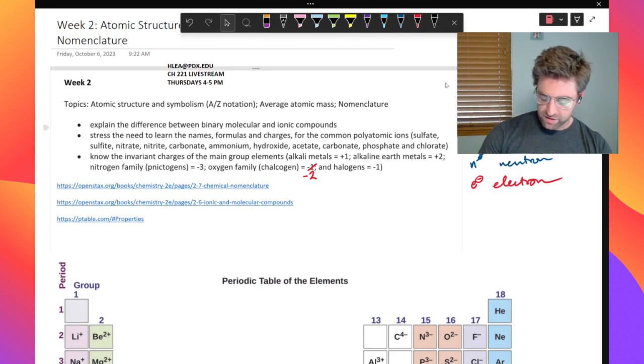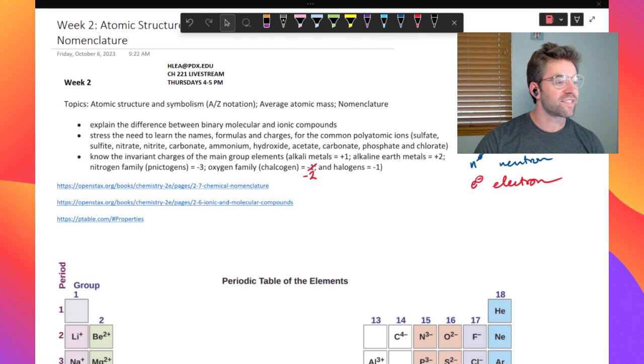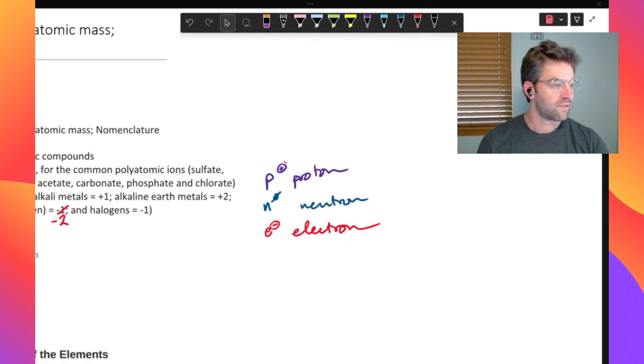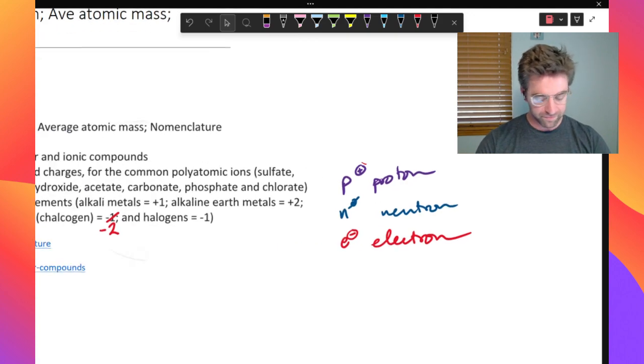Cool. So that's a lot of information to write. Oh my goodness, I'm realizing my face is covering this now. So protons, neutrons, and electrons.